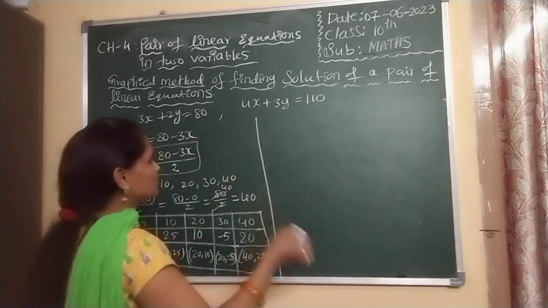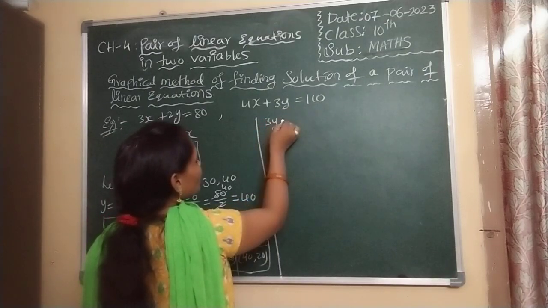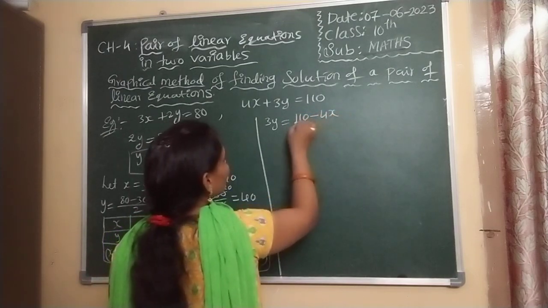Next, here also the same process. First we want the y value. So y is equal to 110 minus 4x divided by 3.